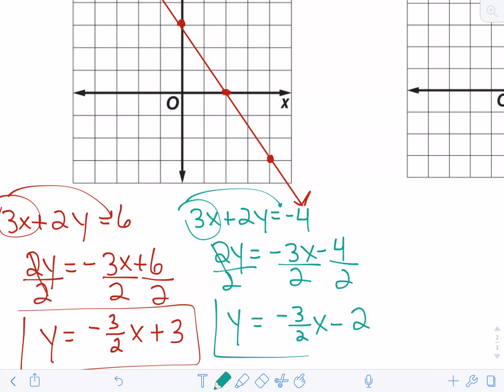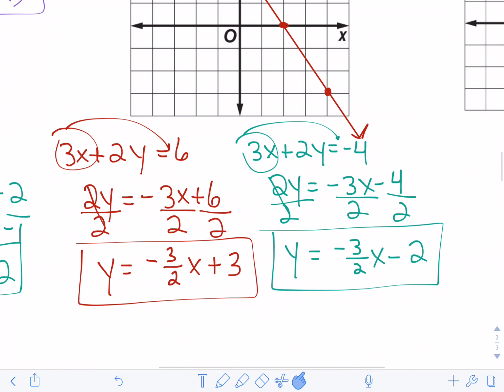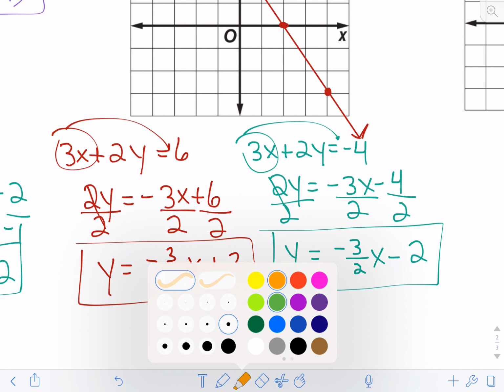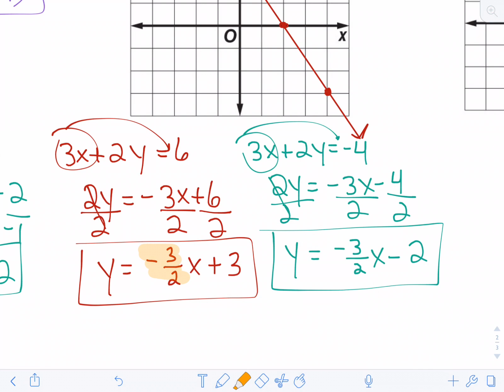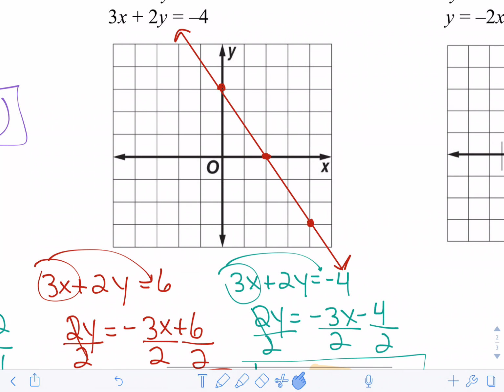Now I can already tell you what the answer is going to be without even having to graph this, and here's why. My slope here is a negative 3 over 2, and my slope here is a negative 3 over 2. When you have the exact same slope, what kind of lines do you have? You have parallel lines. Parallel lines never touch, which means you have no intersection, which means you have no solution. But we're going to go ahead and graph it anyway.